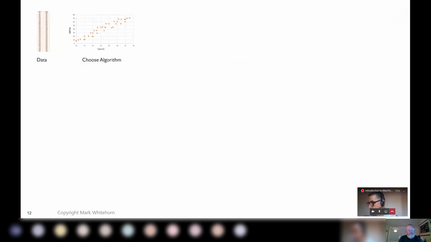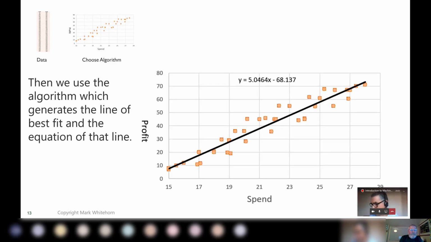So we've got some data, we've chosen the algorithm. And clearly what I'm doing is spelling out along here the kind of process that we use in machine learning. First thing, get the data, clean it. Next thing, you've got to choose an algorithm. Third thing is we then actually use the algorithm. We apply the algorithm to the data. And in this case, what it generates is a line of best fit, and it generates the equation of that line. And a lot of you may remember from school, the old idea, the equation of a straight line was y equals mx plus c.